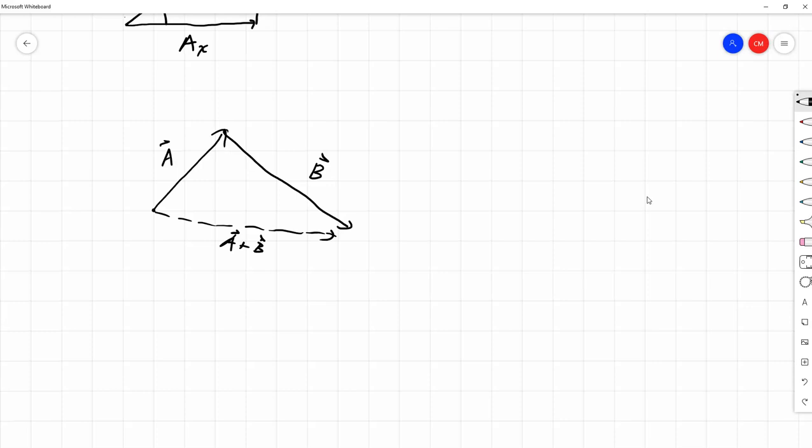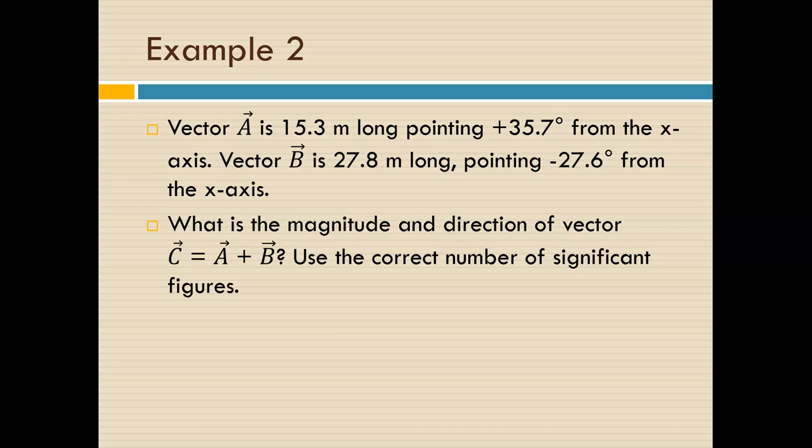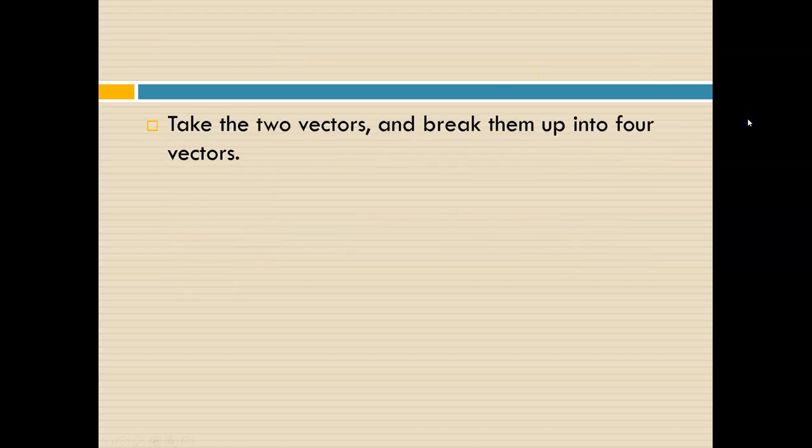Okay, but here comes the problem. We've got to preserve our precision again. So to preserve the precision, we are going to use components. All right, here's how it works out. First we can take those two vectors and we can break them up into 4 vectors, because each vector is the sum of 2 other vectors, the component vectors. Yes? So A is going to be equal to AX plus AY. And B is going to be equal to BX plus BY.